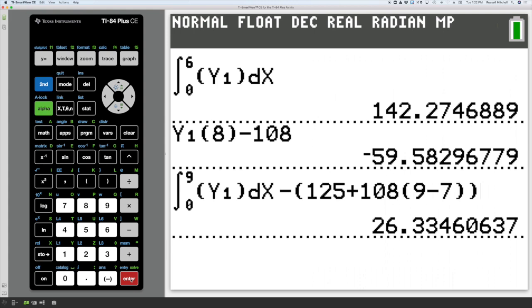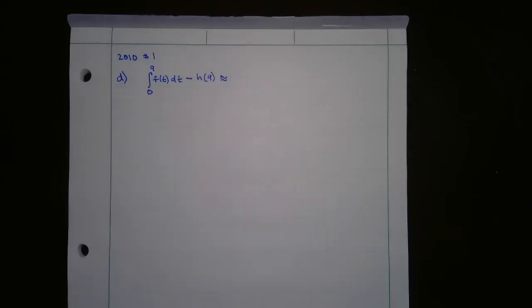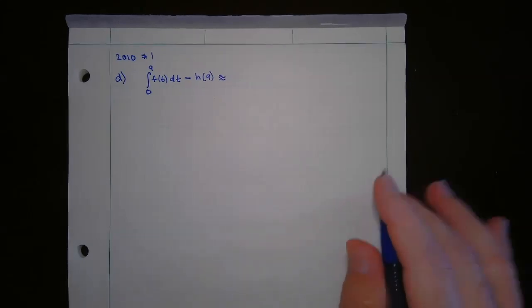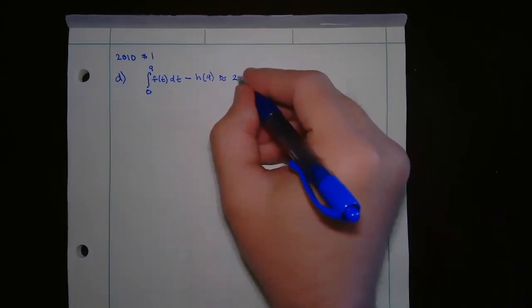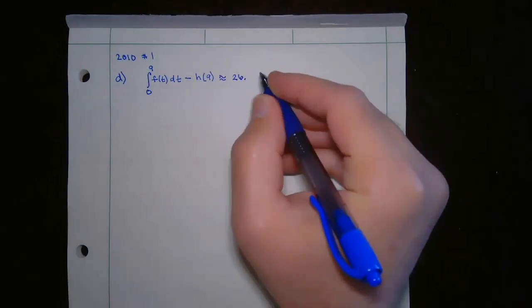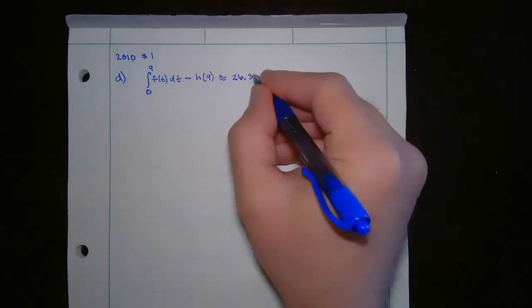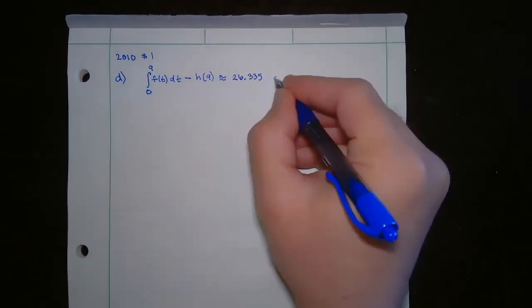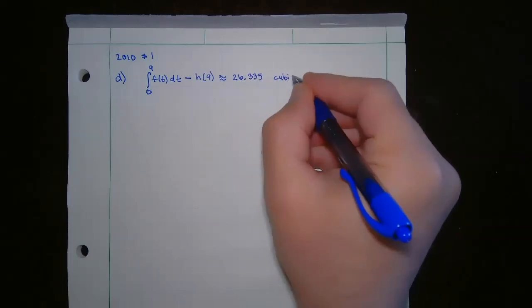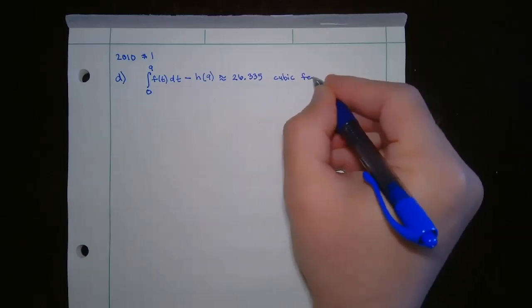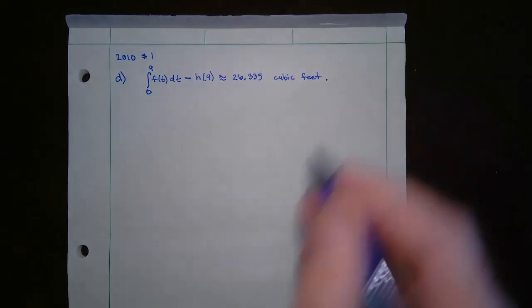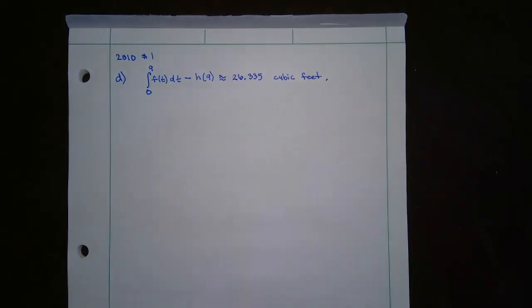So we'll go back and record this on our paper. On our paper, we're going to record 26.335 cubic feet. And we're done with our first rate and accumulation problem.